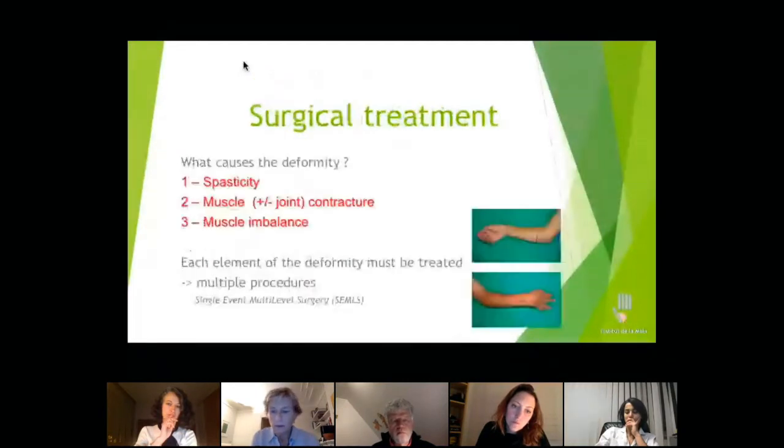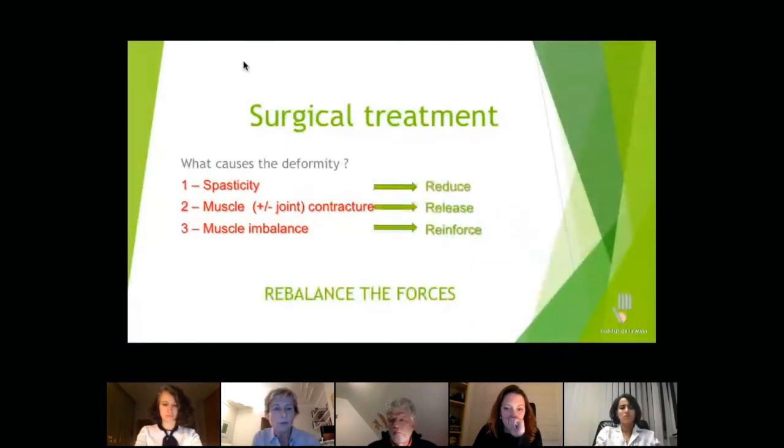So we are faced with different causes of the deformity, and this has been explained earlier by Mathilde Gras. There is spasticity, of course, and this leads to muscle or joint contracture and muscle imbalance. Every single cause of the deformity must be treated. We try to treat them at the same time if possible. This has been referred to as single event, multi-level surgery, but I don't think this is so important. But we must treat all of them. So if there is spasticity, we want to reduce it. If there is contracture, we need to release it. And if there is muscle imbalance, we need to reinforce the paretic or paralytic muscles. So I'll be talking about selective neurectomy, and then we will go on to contracture and tendon transfer.